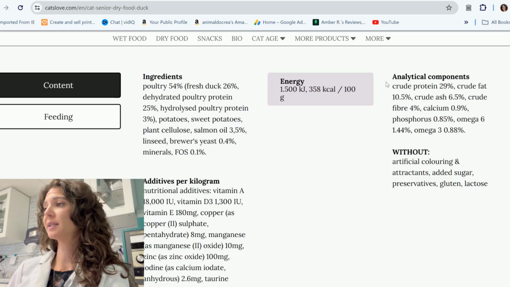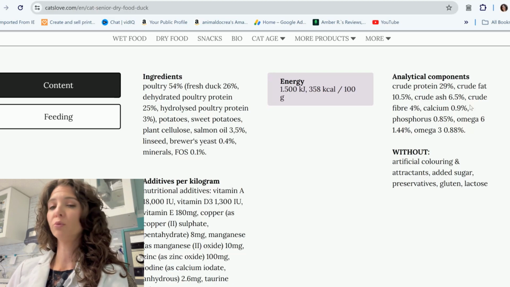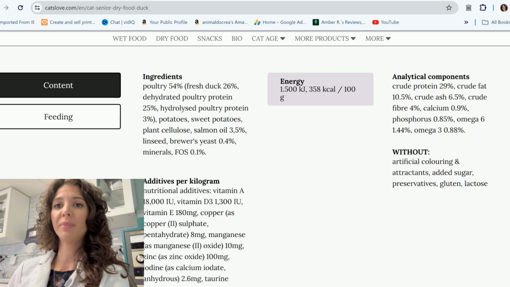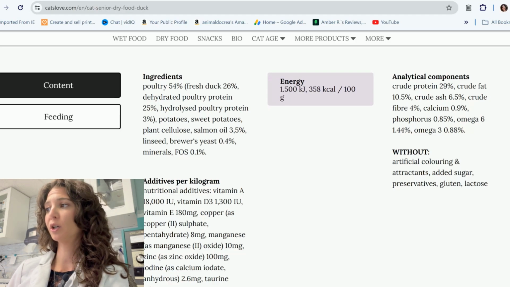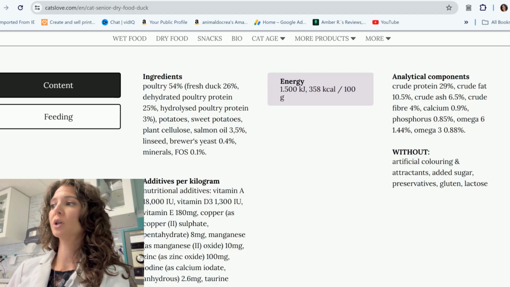But the typical analysis is over here on the right side. Now, it is going to be in minimums and maximums. And so ideally, if you're going to be really accurate with it, you do need to convert this to a dry matter basis. But I can tell you by looking at these numbers, when we convert, it's not going to be that big of a difference. We're still going to be pretty good in the reference range. And they do not include that moisture content on here.